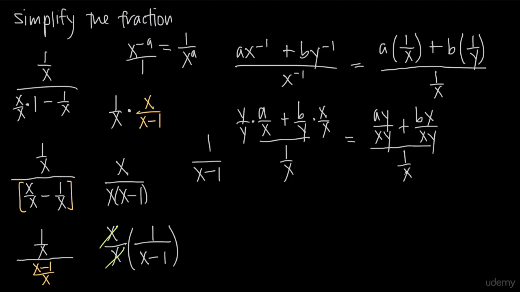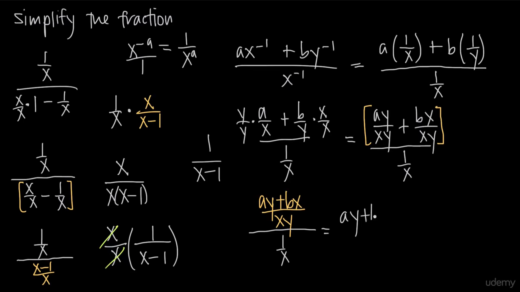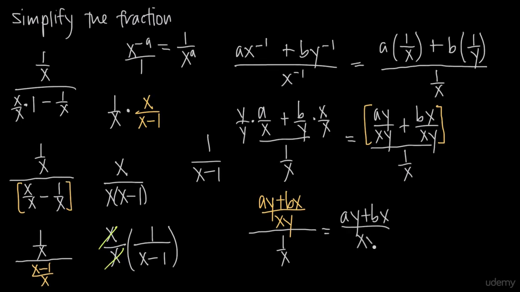Now, with this common denominator of xy, we can go ahead and combine these fractions, and we'll get ay plus bx, all over xy, and then we divide that whole thing by 1 over x. Now you can see we have a single fraction in our numerator and a single fraction in the denominator, which means that instead of dividing the numerator by the denominator, we can multiply the numerator by the denominator's reciprocal. So we just get ay plus bx over xy.